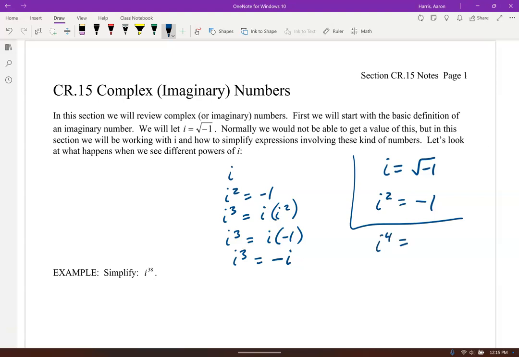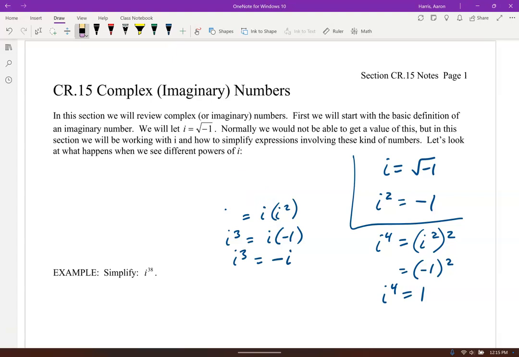You want to write it as i squared, and then how many more i squareds do you have? Well, you have 2 of those. i squared squared, that's i to the fourth. So this is negative 1. i squared is negative 1, squared. Well, negative 1 squared is 1. So i to the fourth is 1.